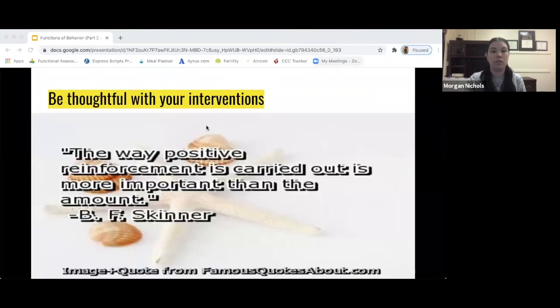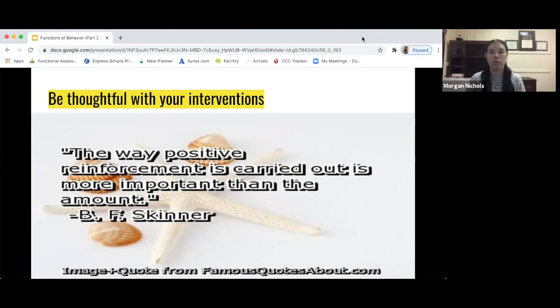So we're going to make sure that we're very thoughtful with our interventions. B.F. Skinner said the way positive reinforcement is carried out is more important than the amount. So, for example, if you are having your child earn tokens for doing chores, and after they get 5 tokens, then they can turn it in for their allowance money, or they can earn some M&Ms or something, whatever it is they want to earn. They can turn their tokens in for iPad time, right?